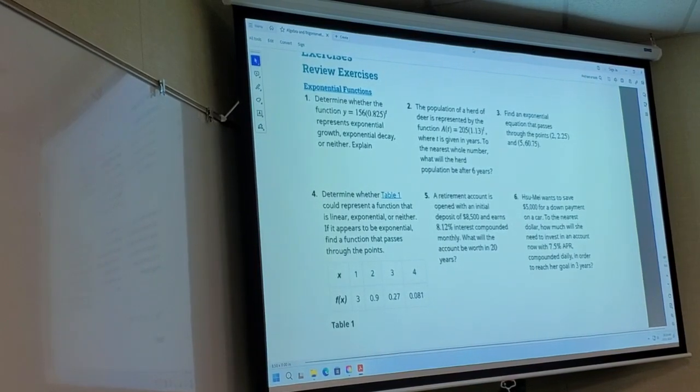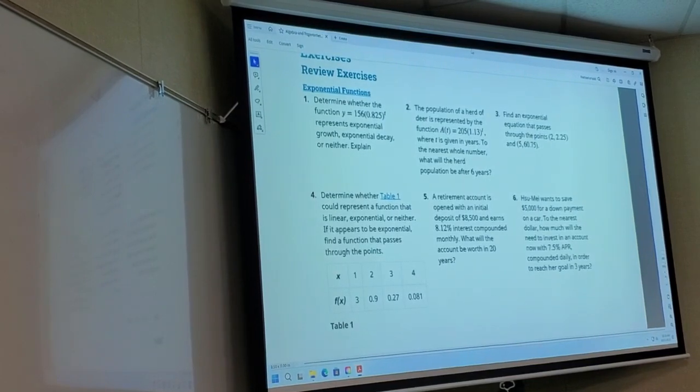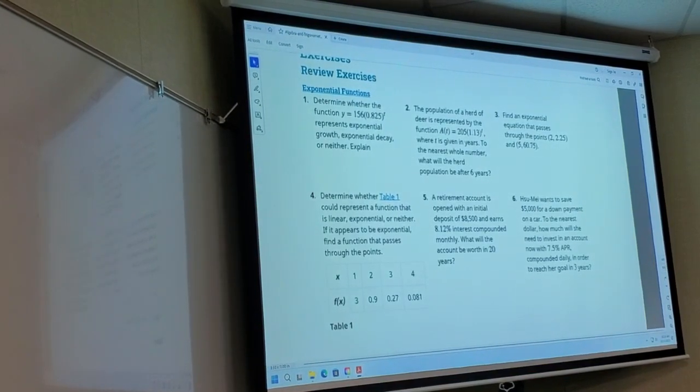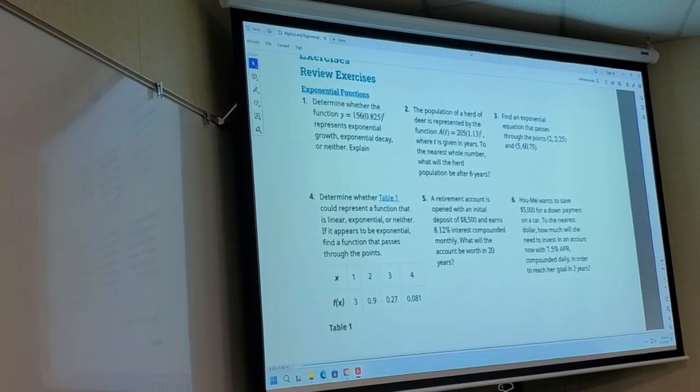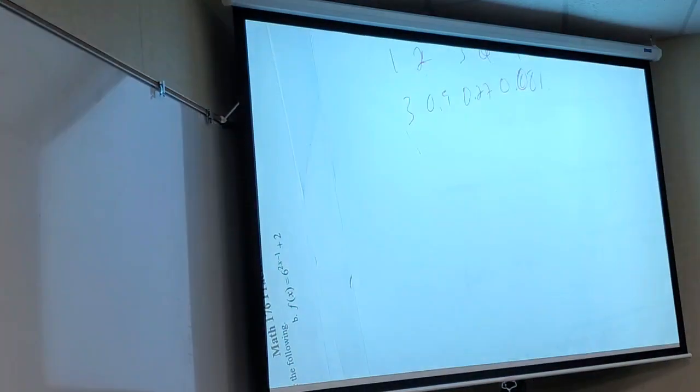Which ones would you plug in? The first and the last one? It doesn't matter. I would pick the first two because they'll make the exponent the smallest, right? So I'm going to do this two ways. If I look at the clock, I'll know.